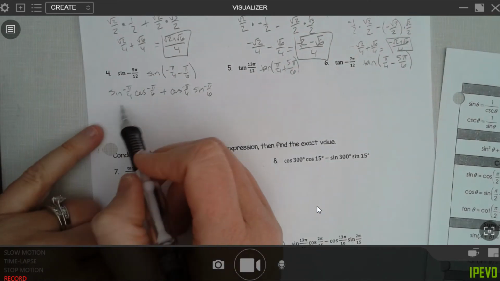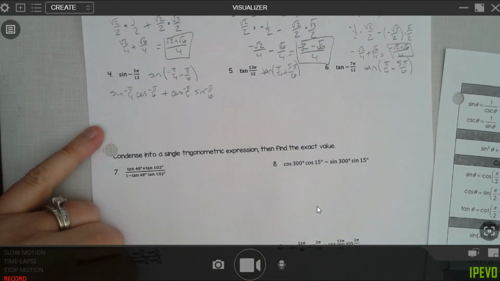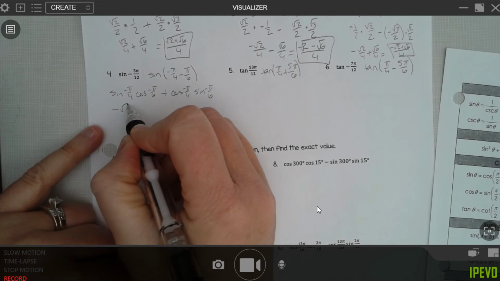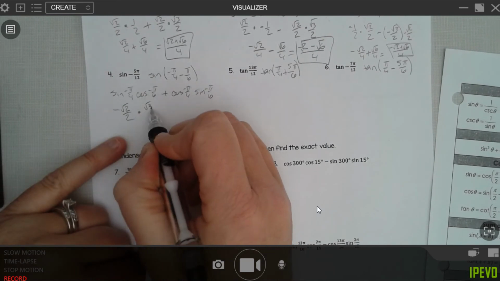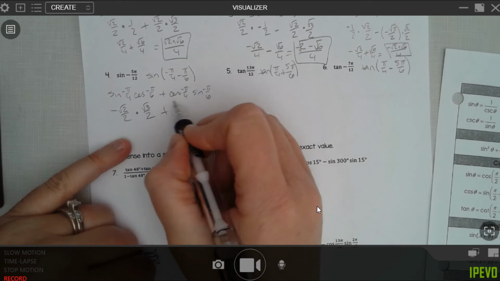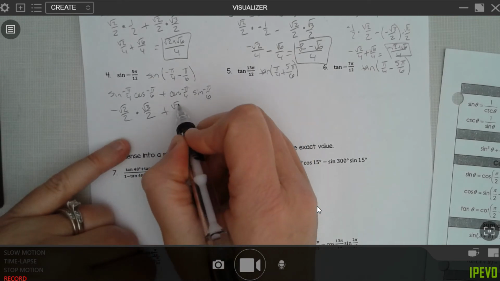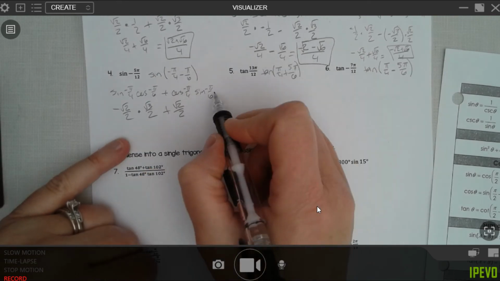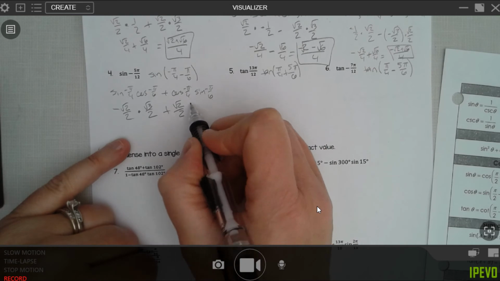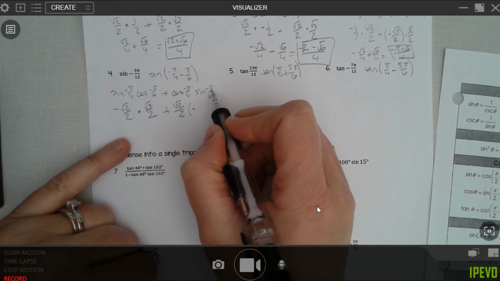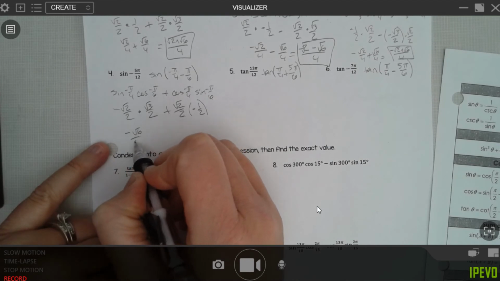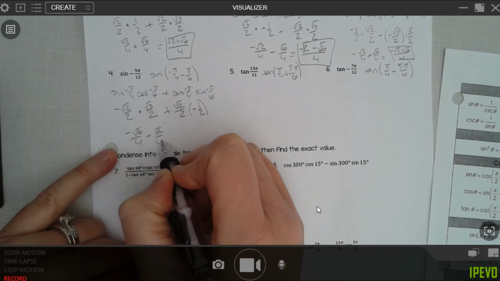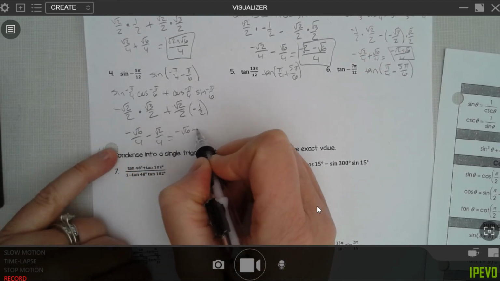So if I do this right here, this is putting me in the fourth quadrant. So that's going to be a negative radical 2 over 2. Fourth quadrant is positive for cosine. And then that's fourth quadrant, so that's positive radical 2 over 2. And then there's going to be a negative one half. So I get negative radical 6 over 4 minus radical 2 over 4, negative radical 6 minus radical 2 over 4.